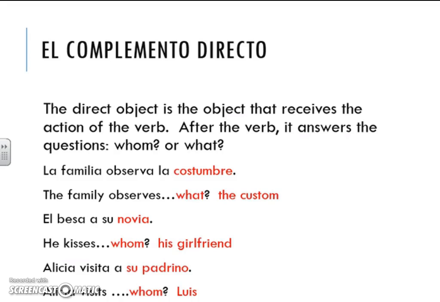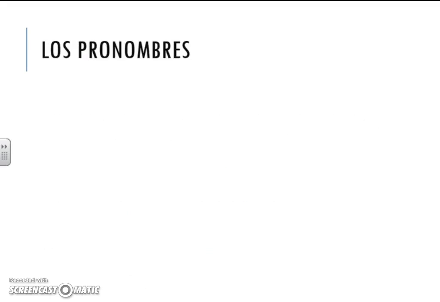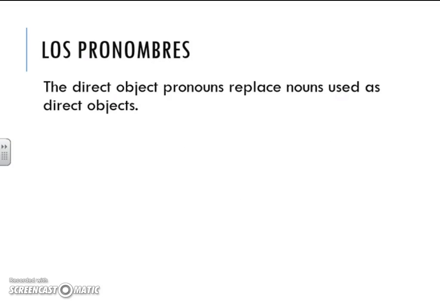So you can see that direct objects can be things or they can be people. In our first example, costumbre is a thing. And then girlfriend and godfather are both people. So it could be one or the other. Okay, so what is a pronoun then? So direct object pronouns replace nouns used as direct objects. It's that simple. Pronouns replace nouns.